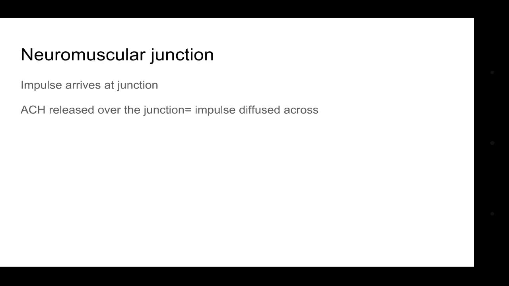The impulse then exits the brain and travels down the nerves till it reaches the appropriate muscle, where it meets the synapse known as a neuromuscular junction. ACH is released into the synapse, which allows the impulse to diffuse across. The impulse then travels from the junction to the muscle through T-tubules. The impulse allows calcium ions to be released into the sarcoplasmic reticulum.